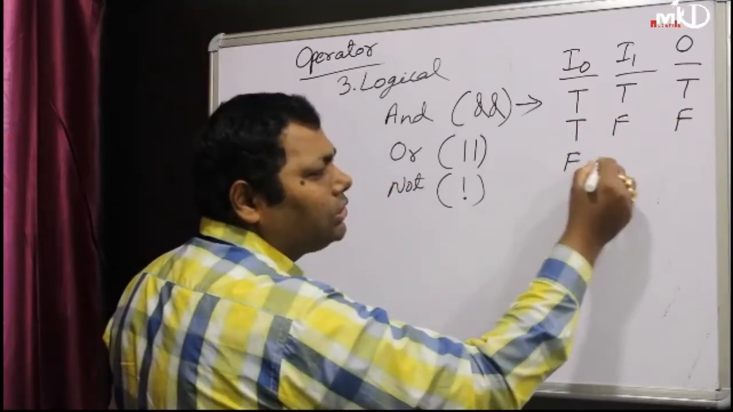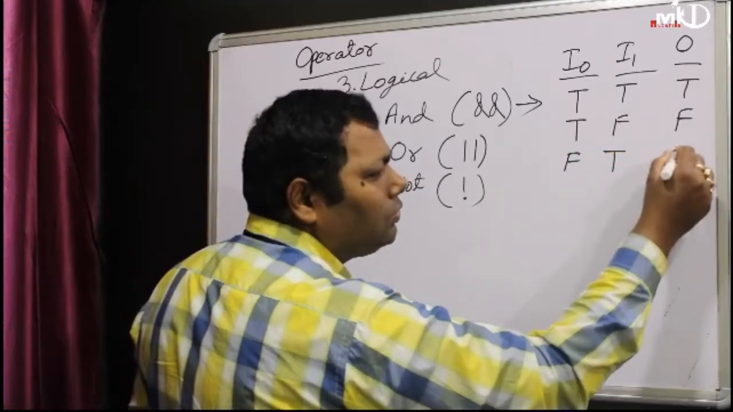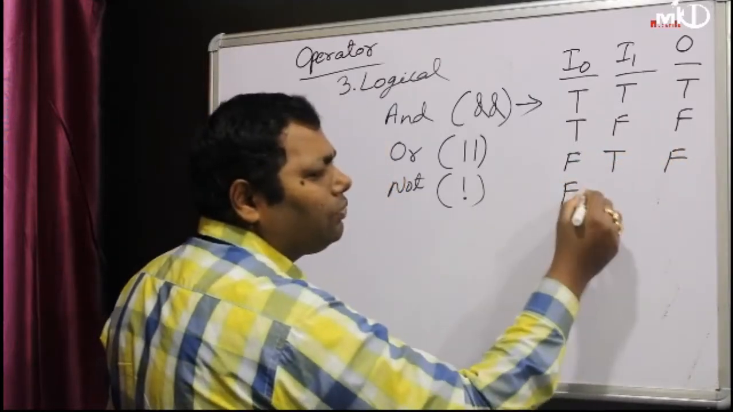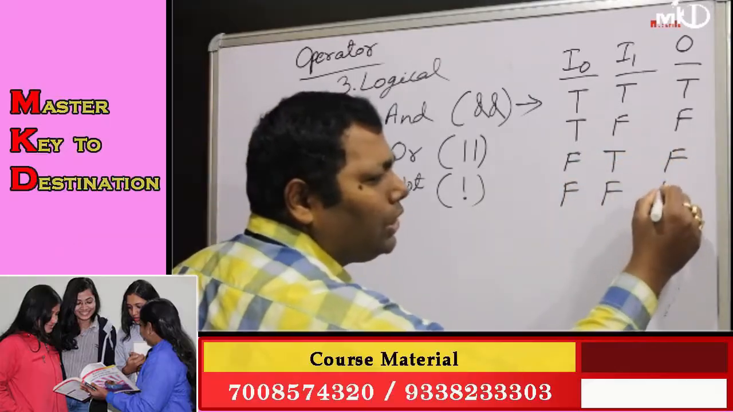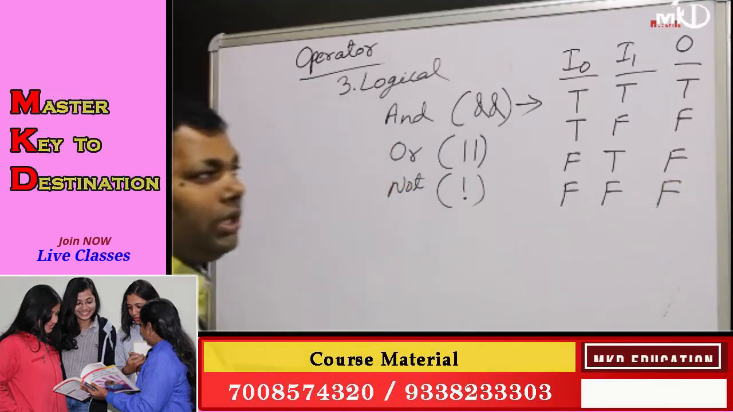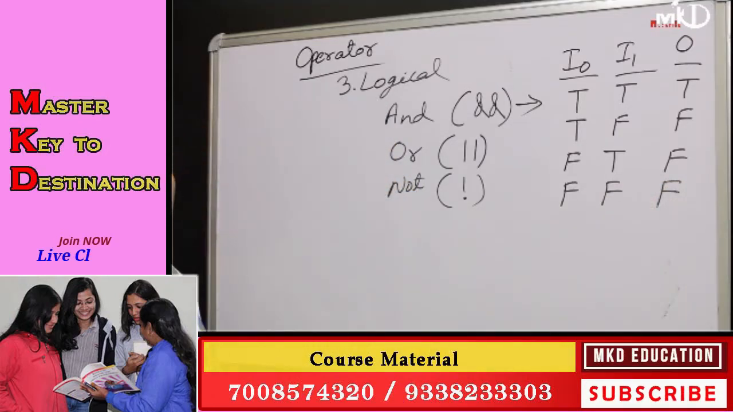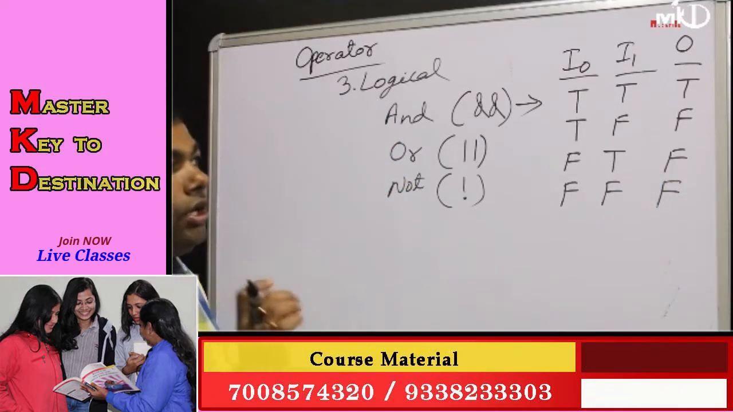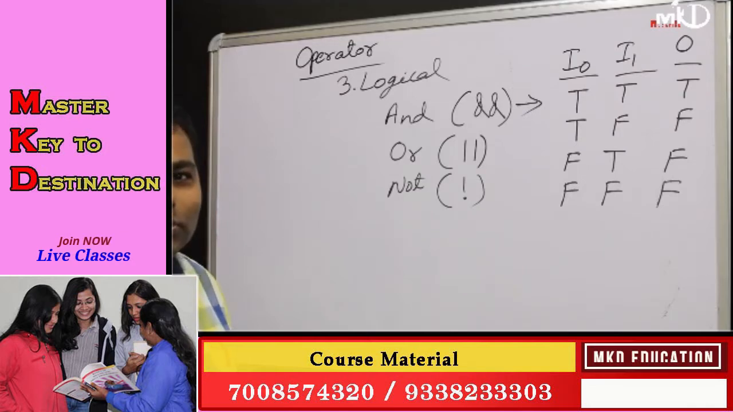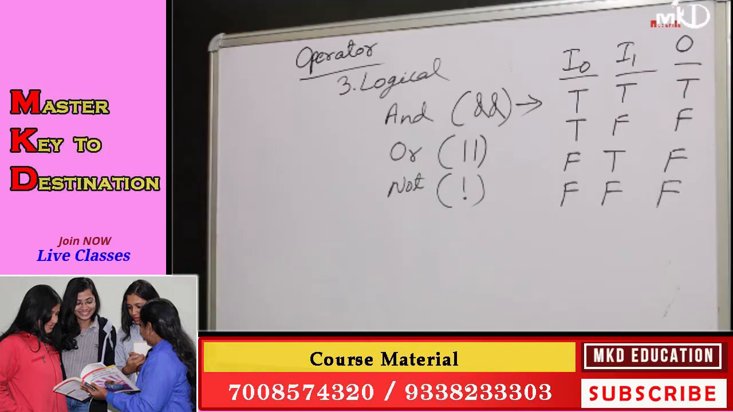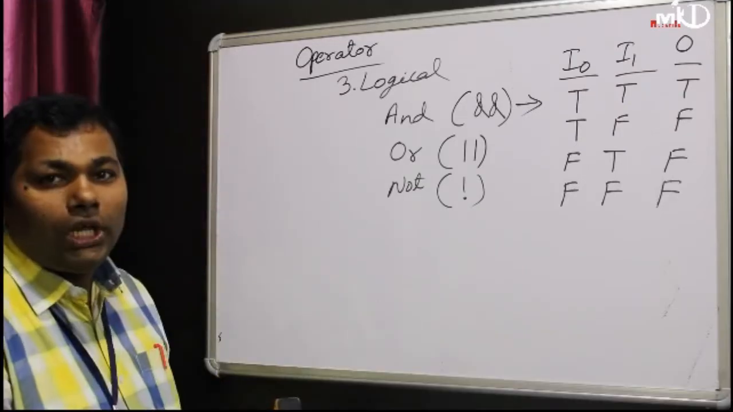If the first is false and the second is true, the output is false. If the first input is false and the second input is false, the output is false. That means if both the inputs are true, then it returns true, otherwise false. Clear? So the same concept is used in the C language.